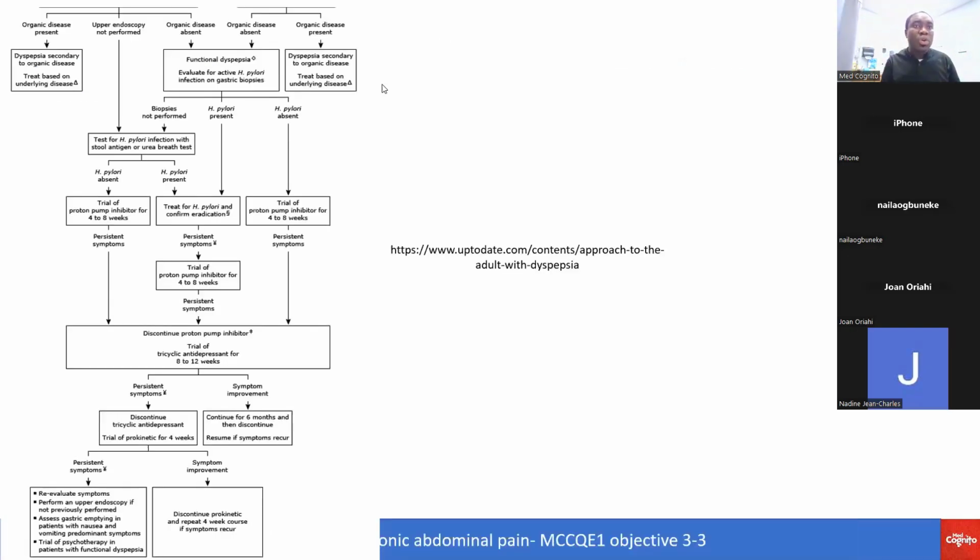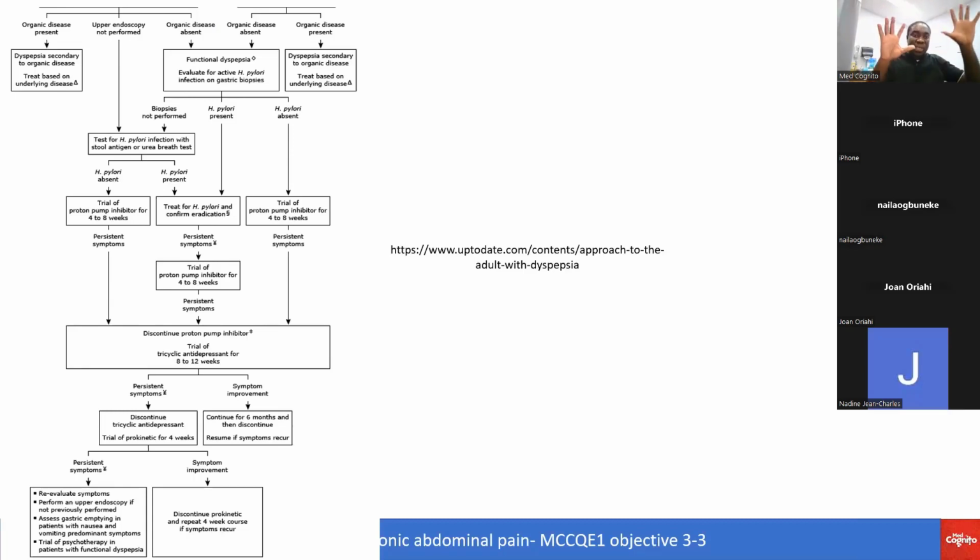Rather, what you're going to do is ask yourself, what is this patient presenting with? If the patient does not have any red flag signs, then your next step would be to test for H. pylori. But if the patient is more than 60 years, then you're going to go ahead and request upper GI endoscopy. Now, if the patient presents with something organic, where you already know that this patient has peptic ulcer disease, then you want to treat that particular condition.